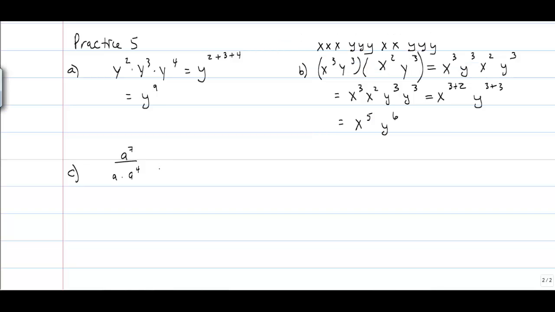For part C, before we do our division, we need to combine this a times a to the fourth in the denominator. Again, I'm going to rewrite that as a to the first specifically so I can see that I'm dealing with a to the first plus 4. So I have a to the seventh divided by a to the fifth, and now I change that to a subtraction of the exponents, and my answer is a squared.